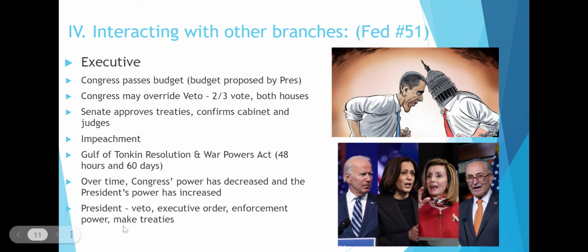And the president has the power to negotiate with other countries to make treaties. They have to be ratified by the Senate, but the president does have the power to negotiate those treaties. The president is our chief diplomat, our representative to the rest of the world.